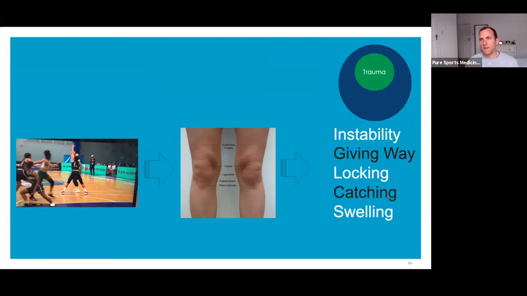Now, it may be that the management becomes quite similar to that which we're going to describe with an insidious onset knee pain. But sometimes what we need to consider with this particular patient group is that surgery may be indicated and may be the right route to go down. And that's when we're drawn, as we mentioned earlier, to that much wider group of professionals that we're involved with at Pure Sports Medicine, which is the orthopedic surgeons.